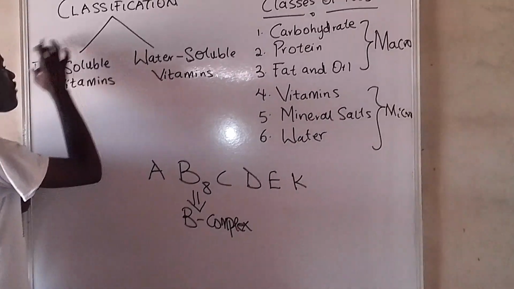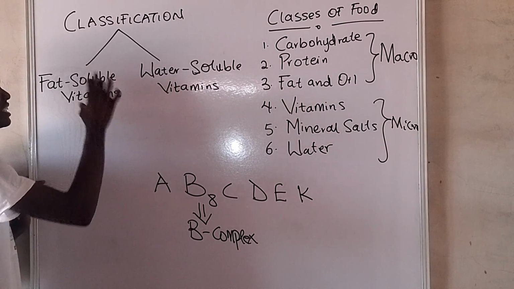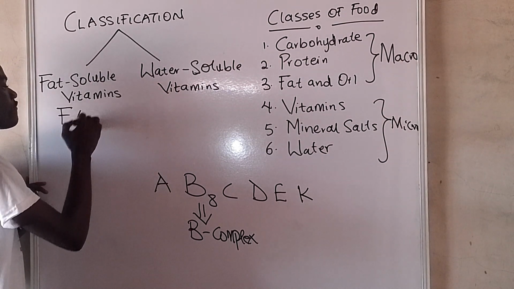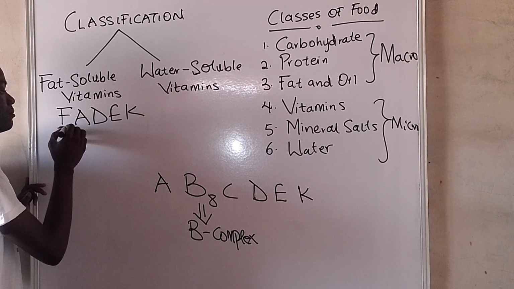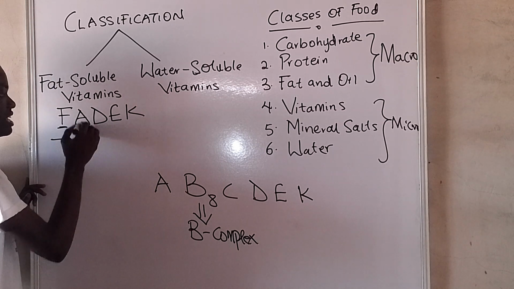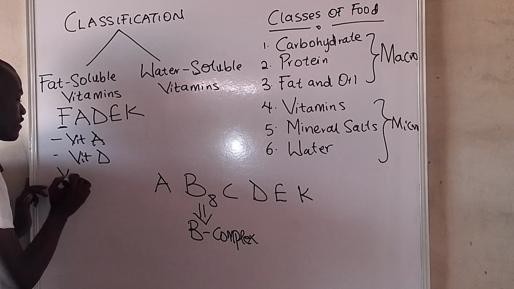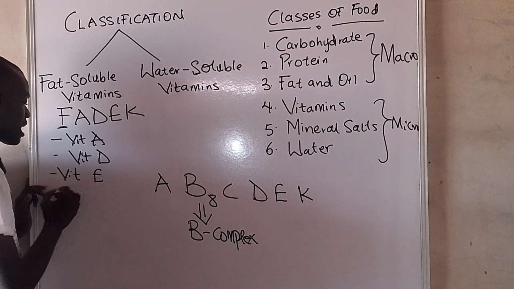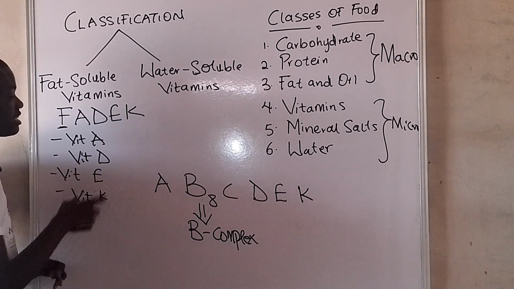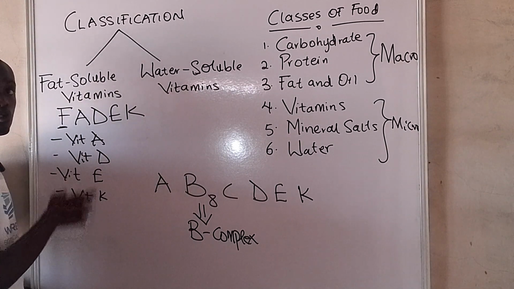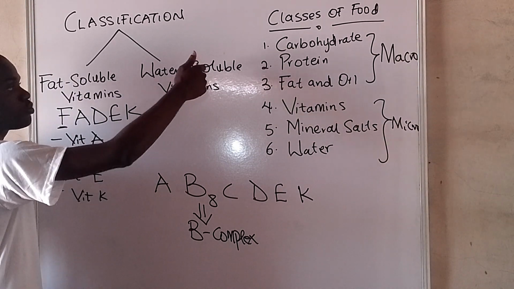Out of these 13, some are fat-soluble and some are water-soluble vitamins. For your fat-soluble vitamins, to easily remember, use the code called FADEK. The F stands for fat-soluble vitamin. So fat-soluble vitamins are made up of vitamin A, vitamin D, vitamin E, and then vitamin K. So out of these 13, 4 are fat-soluble vitamins. That means the other 9 are water-soluble vitamins.